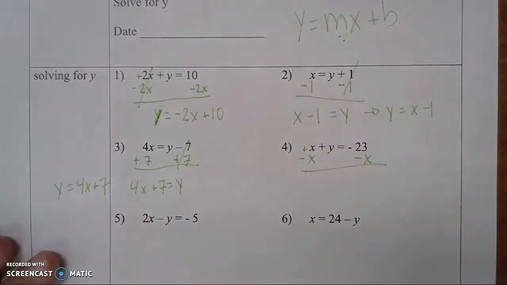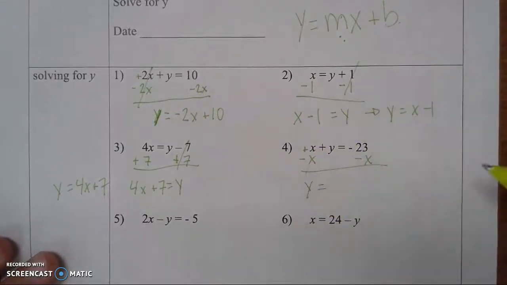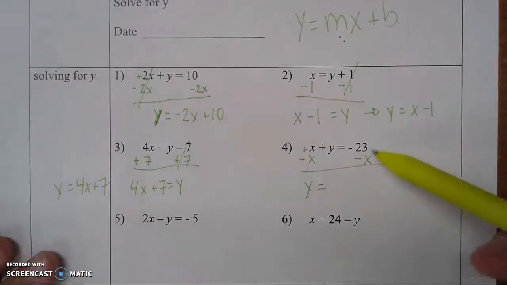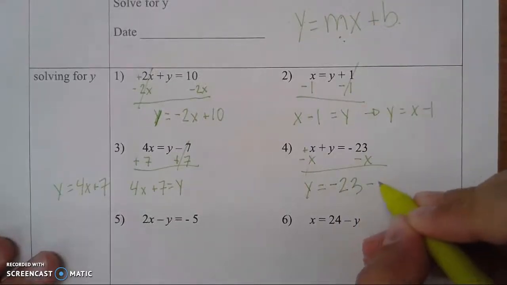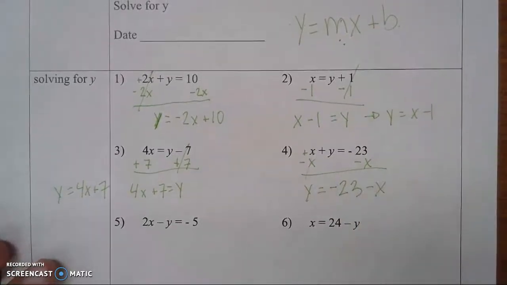Your x's over here will cancel. You're going to be left with y equals. And then your negative 23 minus x, you cannot combine those together since they're not like terms. So you will just leave it as negative 23 minus x.